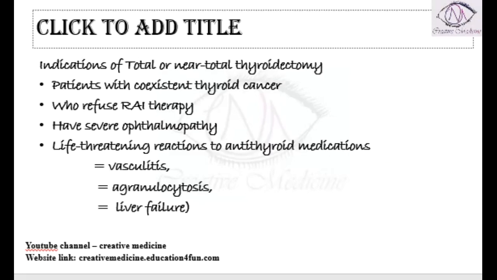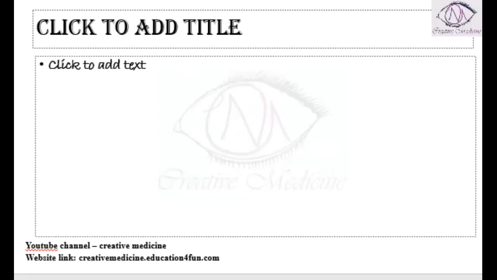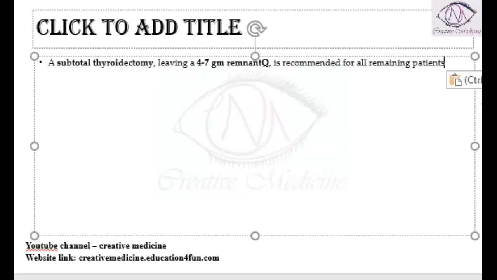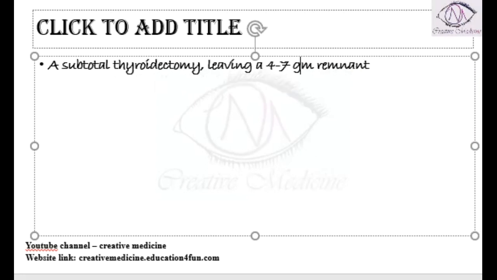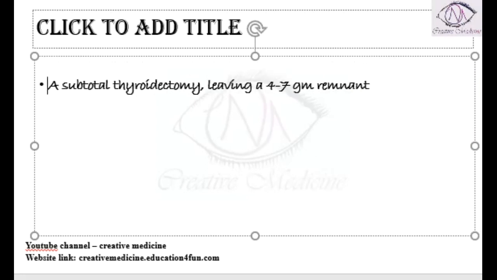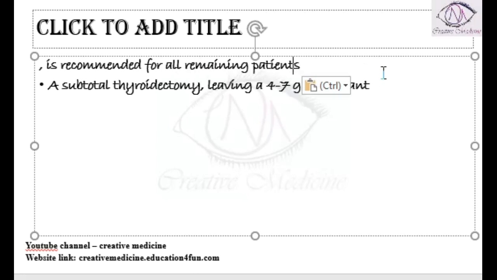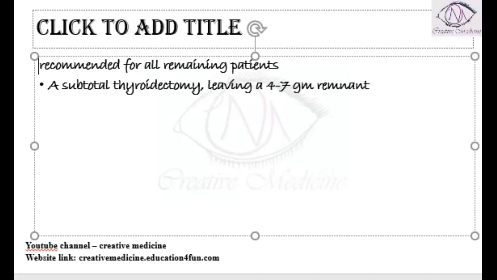Except in all these cases, in the remaining cases a subtotal thyroidectomy can be done. After subtotal thyroidectomy, we can leave 4 to 7 grams of remnant thyroid tissue for the production of thyroid hormone. So for all the remaining patients, we do a subtotal thyroidectomy, leaving 4 to 7 grams of remnant.